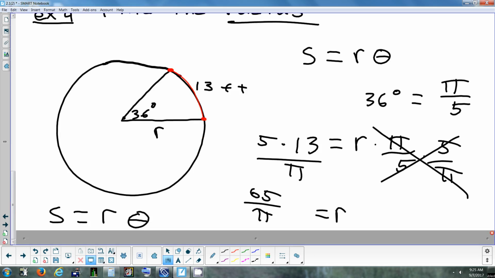Okay, is radius an angle or is it a length? It's a length, so I got to go back up, look at my lengths in this problem, feet. Okay, and those are the only types of problems you would have on the test about arc length. They're going to ask you to find one of the 3 things. Okay, any questions on that?